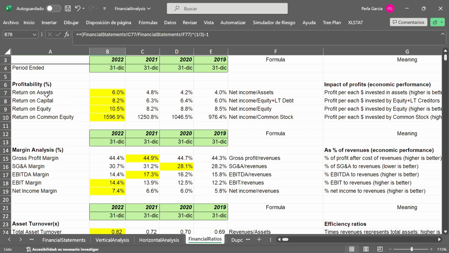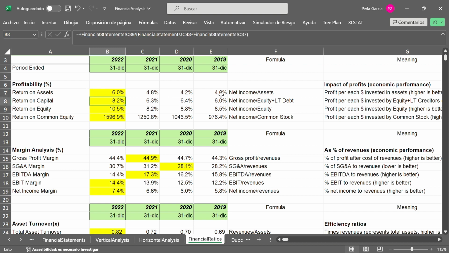The first ratio is return on assets. That means that for each peso in assets, how much it impacts the net income. Here it is higher in 2022, and in profitability, higher is better. So it's a good situation for Arca Continental.